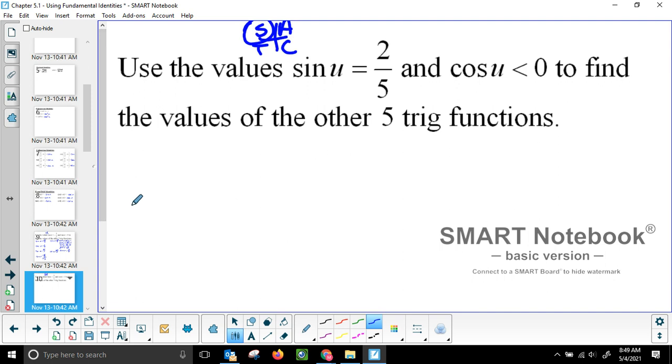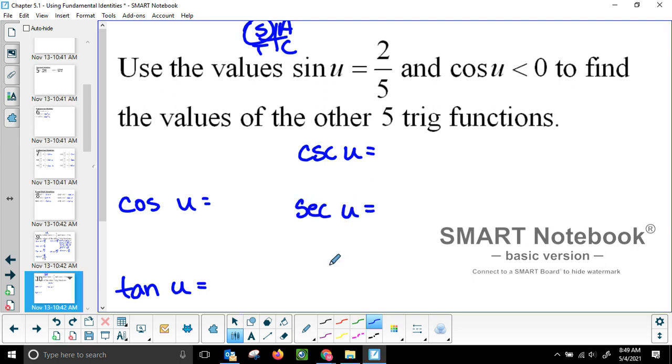We know sine, so we will need to find cosine, tangent, cosecant, secant, and cotangent. Go ahead and do what you can. I'll give you a couple of minutes.